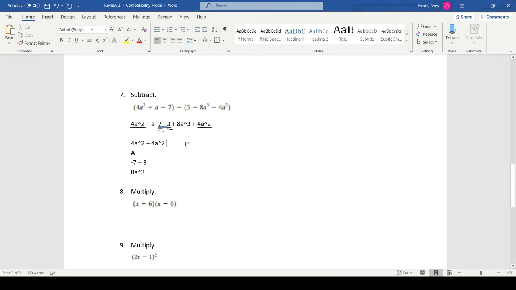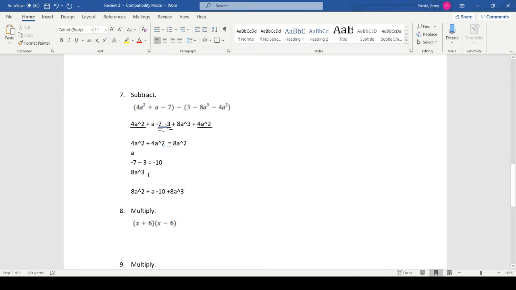Okay, so 4a squared plus 4a squared combines to make 8a squared. We have a by itself. Minus 7 minus 3 is minus 10. And then this is by itself. So if we combine all this, it's 8a squared plus a minus 10 plus 8a to the third.